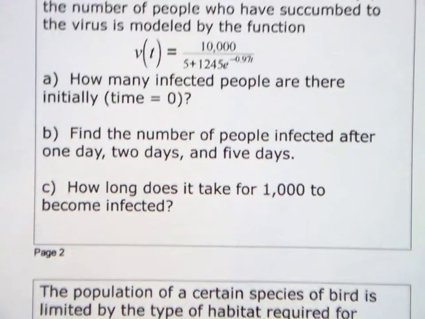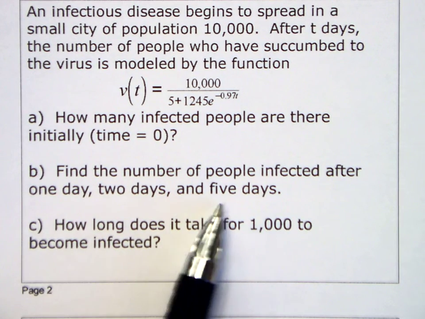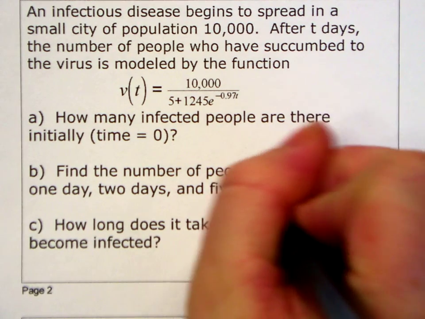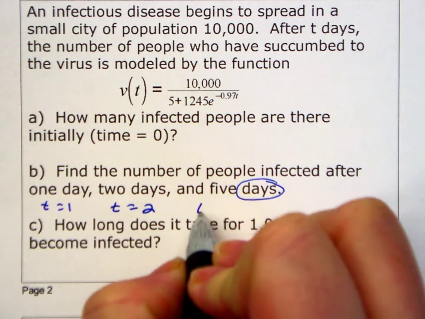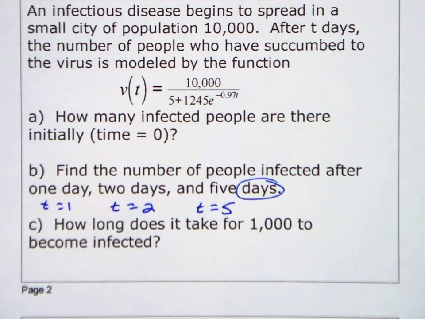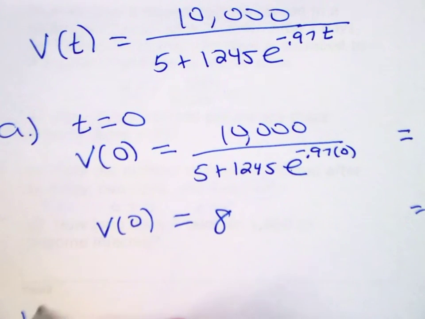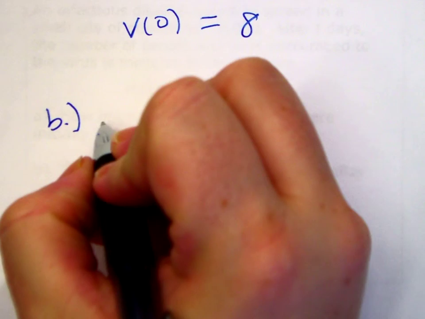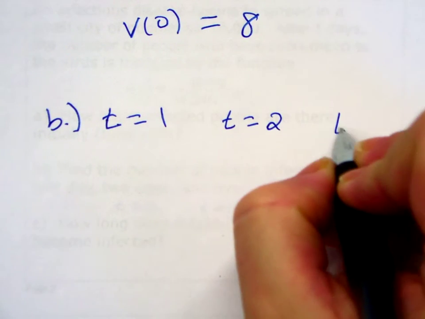All right, so that was A. B, find the number of people infected after 1 day, 2 days, and 5 days. Again, what's 1, 2, and 5? Days. Days is just your time. So t equals 1, t equals 2, and t equals 5. We're just going to replace in the equation t with what t equals.